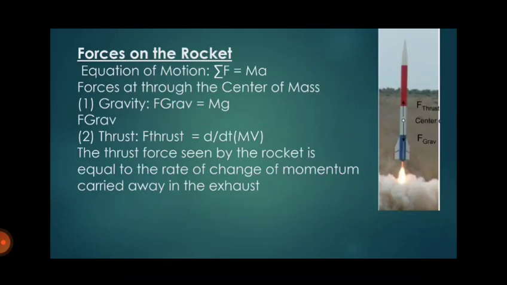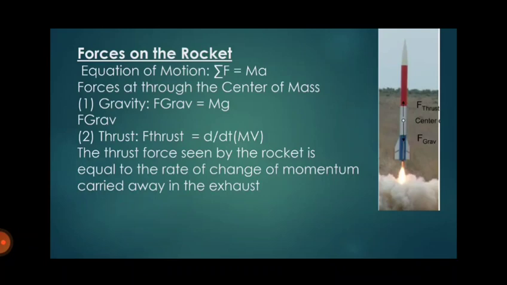Force on a rocket, equation of motion. We know that F is equal to ma. Force at the center of the mass. F gravity is equal to m into g. We know a is equal to g. Thrust, F thrust is equal to d by dt of mv.